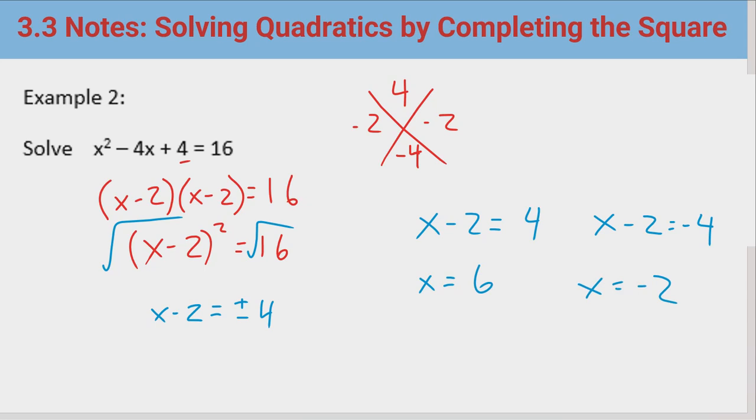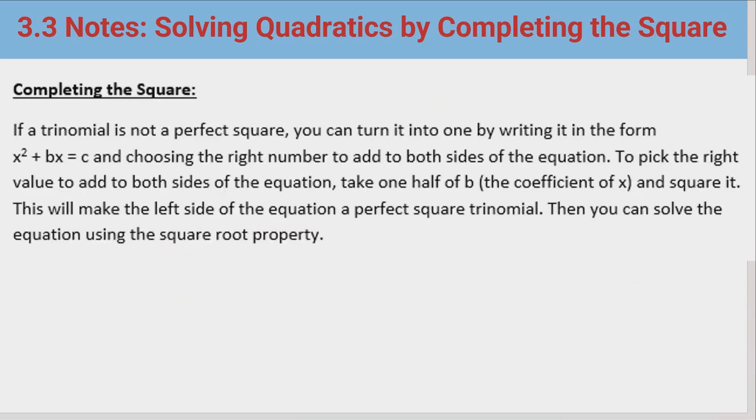So that is some examples of perfect square trinomial factoring. We are now going to take this a step further and use a strategy called completing the square. If a trinomial is not a perfect square, you can turn it into one by writing it in the form of x squared plus b times x equals c, and choosing the right number to add to both sides of the equation.